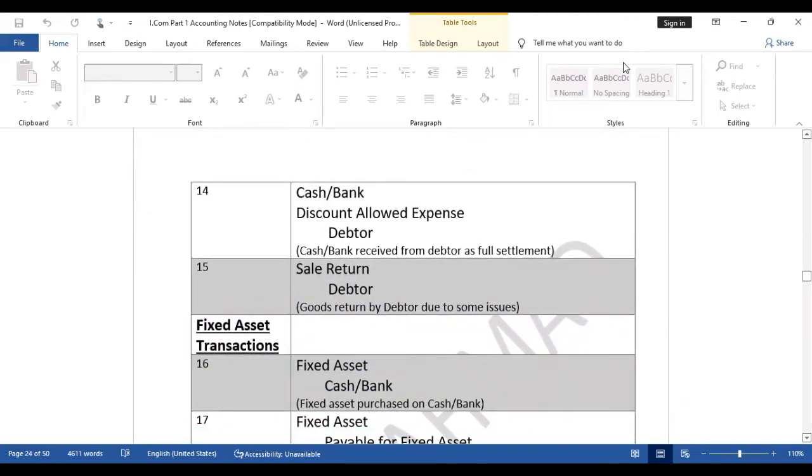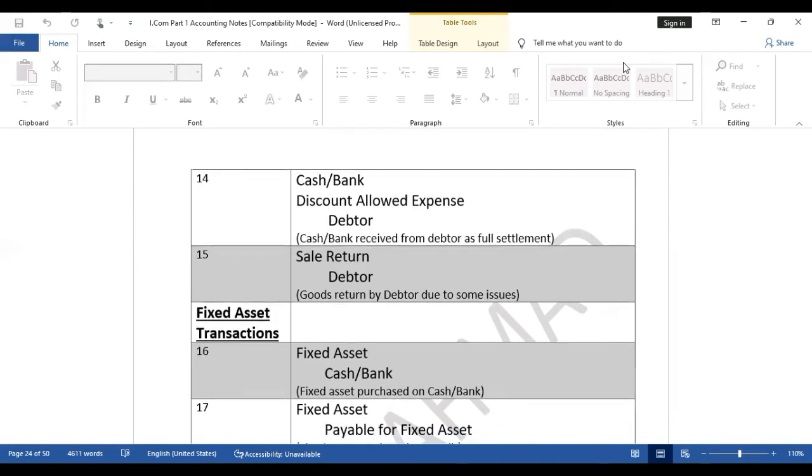And while receiving any money from the debtor, if we allowed him some kind of discount, then the entry will be cash debit with the amount received from the customer and the amount that we have forfeited or allowed the customer not to pay us, the entry will be discount allowed expense debit and debtor will be credited with the total amount. If our debtor returns some goods to us, then the entry will be sales return debit, debtor credit. Sales return entry will decrease the sales amount.